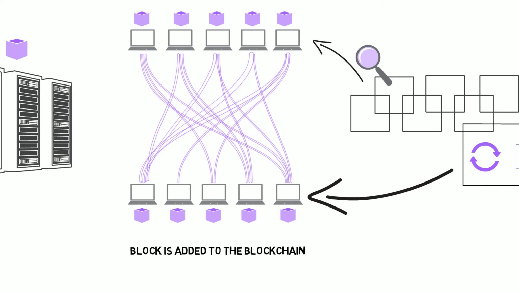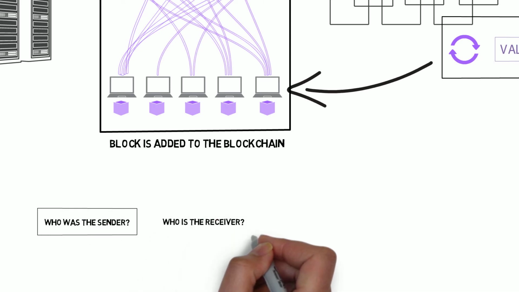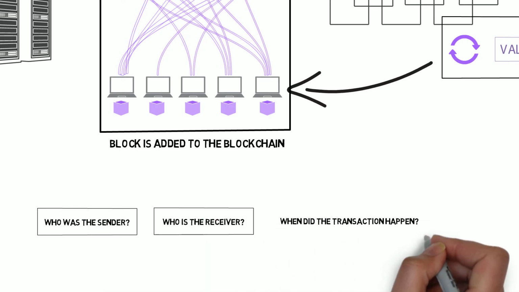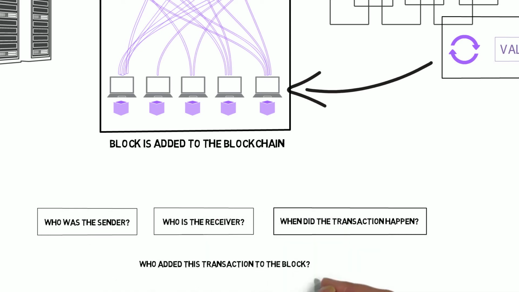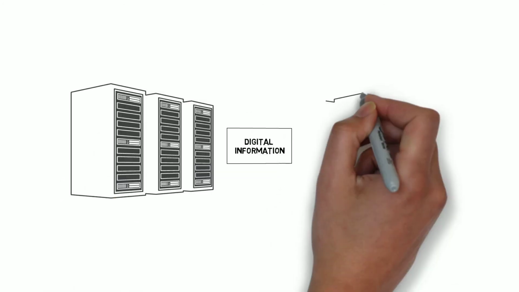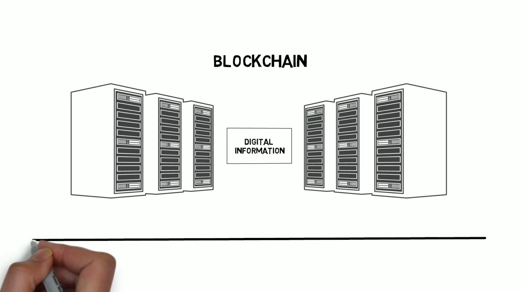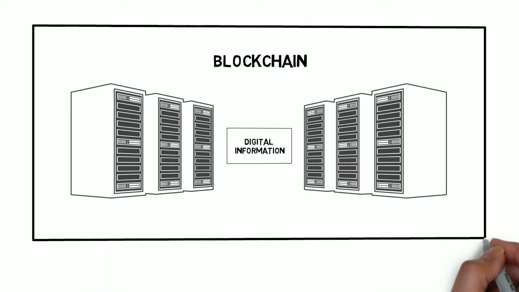After the block is added to the blockchain, the details of this transaction will be public, and anyone within the network can look into this transaction information, such as who was the sender, who was the receiver, when did the transaction happen, who added this transaction to the block, etc. The data is verifiable and auditable, but not editable. So a block is nothing but digital information. A chain is defined as a public database. So when we say blockchain, we mean to talk about the digital information which is stored in a public database.